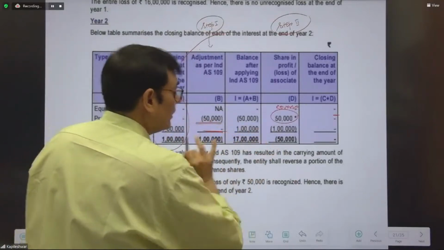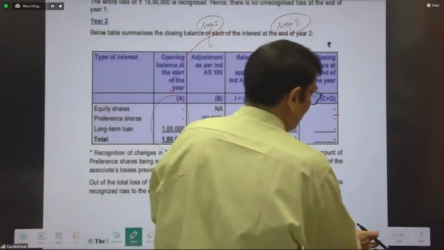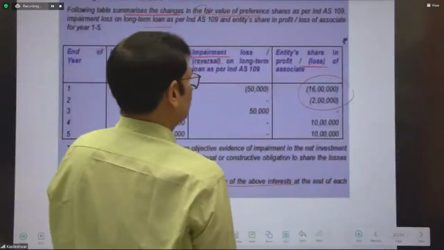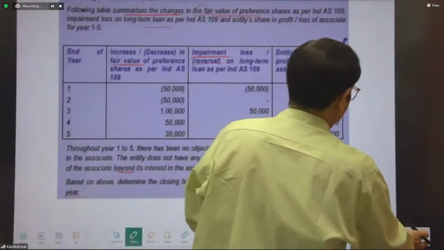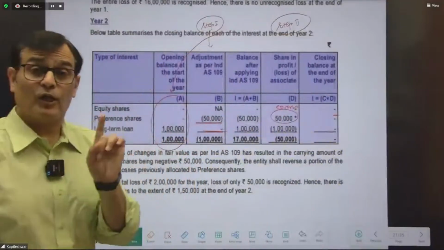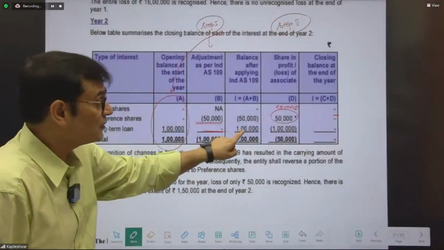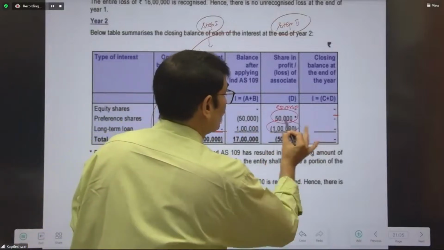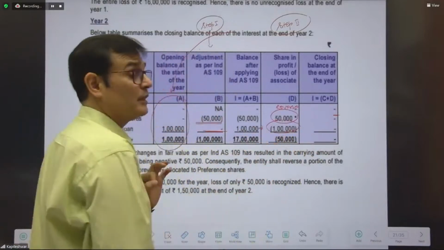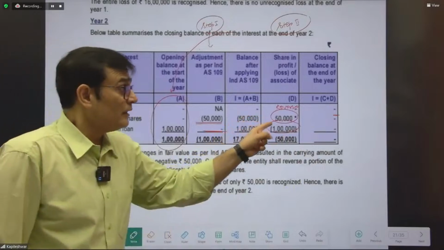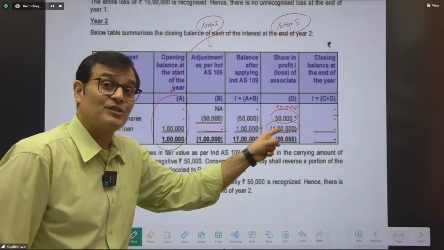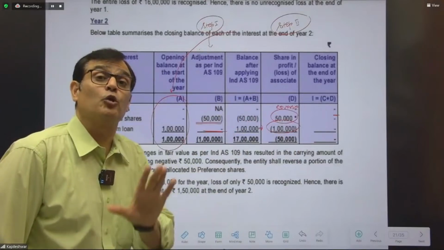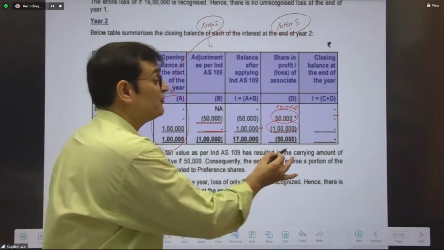Now, if you look at the total losses in the second year, I guess the total losses in year number 2 is 2 lakh. The loss is 2 lakh, but he can be given a loss of only 1 lakh rupee. So he will be given a loss to the extent of the book value, which is 1 lakh. Now what is happening? He is given a share of 1 lakh loss, and he is given a reversal of 50. So the total loss allocated is only 50. Mind it.